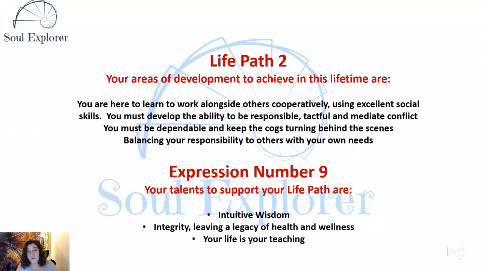Right, so for this lifetime, if you are a life path 2, your areas of development that you need to achieve in this lifetime, this is what you agreed in the contract before you incarnated in this lifetime, is to learn to work alongside others more cooperatively. Use and develop really excellent, better social skills so that you're able to be more tactful and gentle with people and be a bit of a mediator of conflict. You must develop the ability as well to be more responsible. And as I said, more tactful.